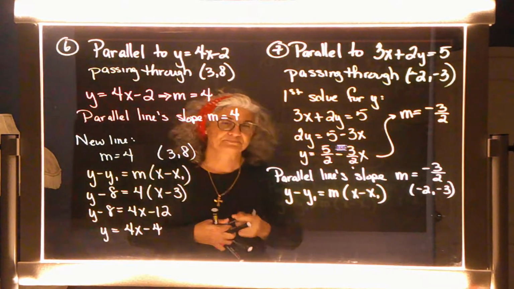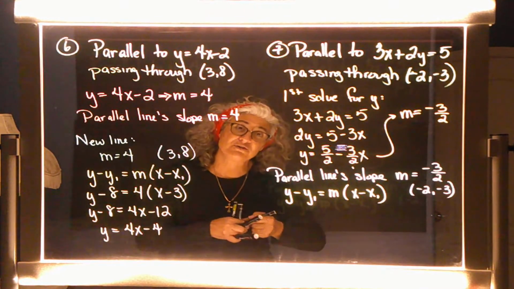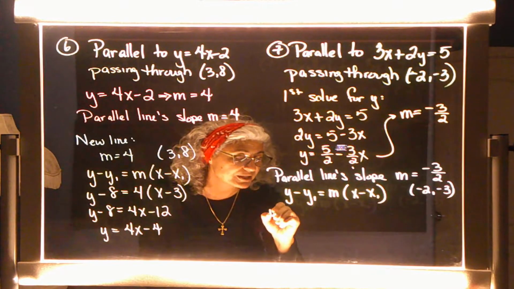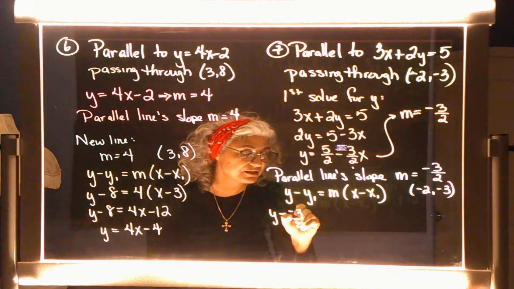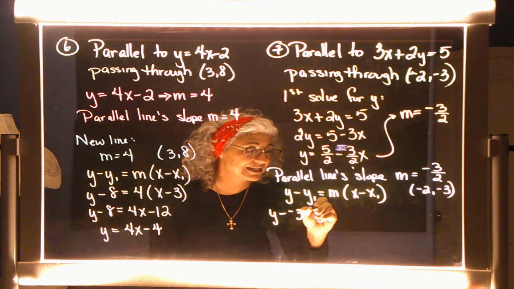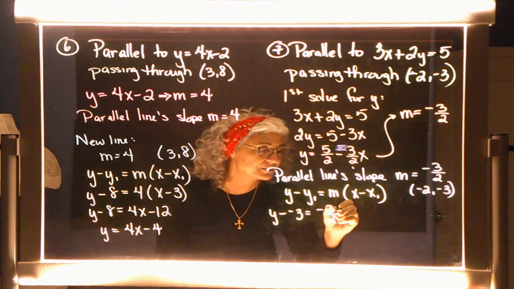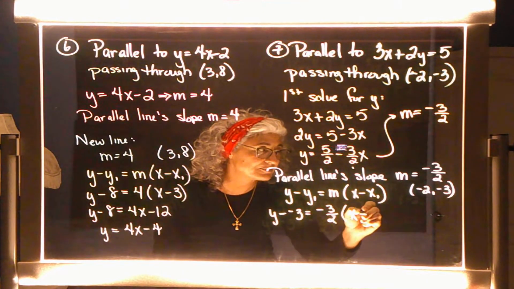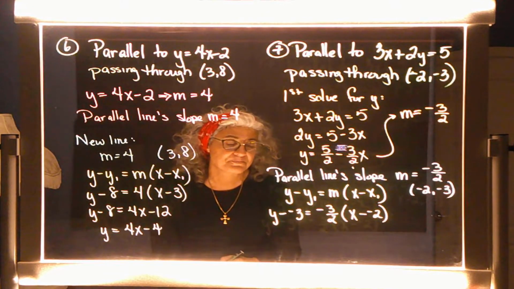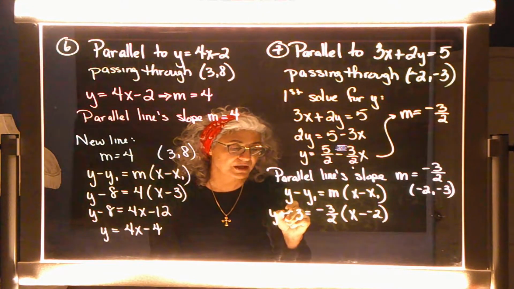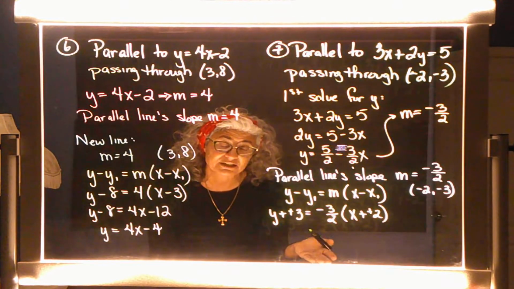Good idea to write that down too, yes? All right, so let's go fill in the puzzle. So we have y minus y sub 1, which is -3, equals -3 over 2 for the slope, times the quantity x minus -2. Cool? Okay, so this subtraction problem is actually an addition problem, so is that one, right?